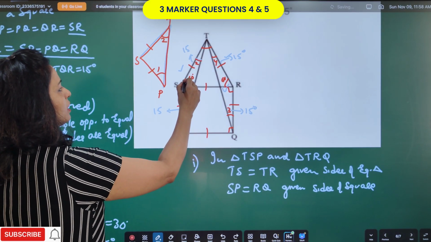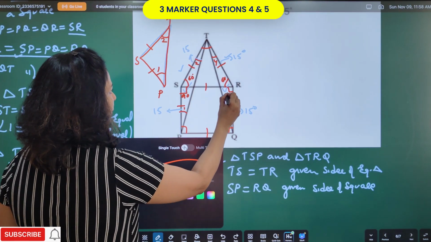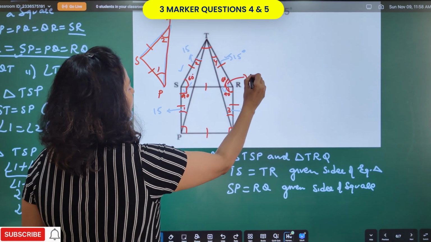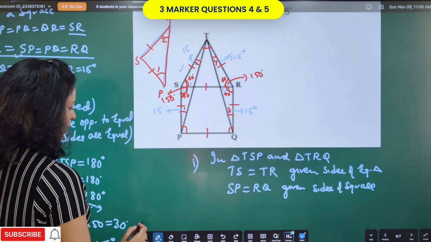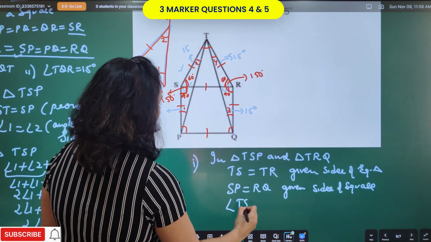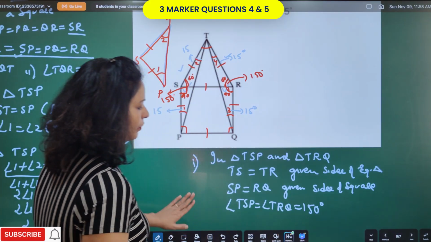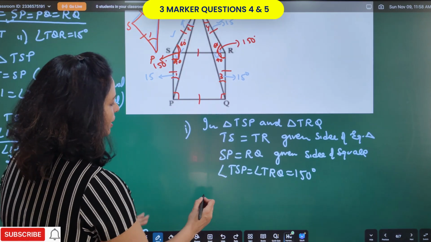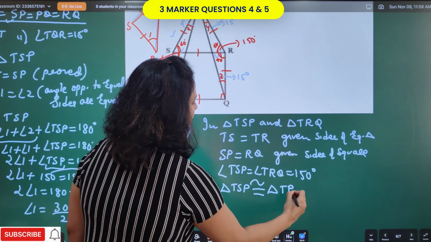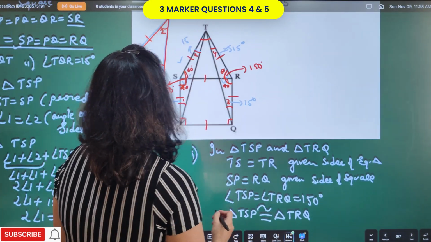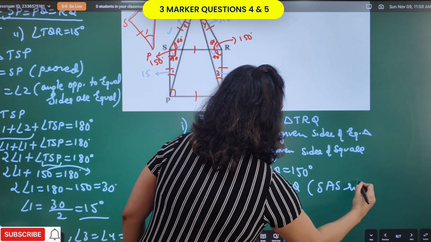And also what we found out, see, 60 plus 90, 150. Here also 60 plus 90, this whole part will be 150. Even here this whole part will be 150, right? So here angle TSP is equal to angle TRQ, both are 150 degrees. Okay, so here we can say therefore triangle TSP is congruent to triangle TRQ. Okay, by which rule? SAS. So this is the SAS rule.